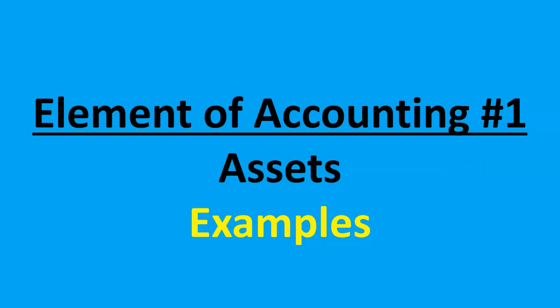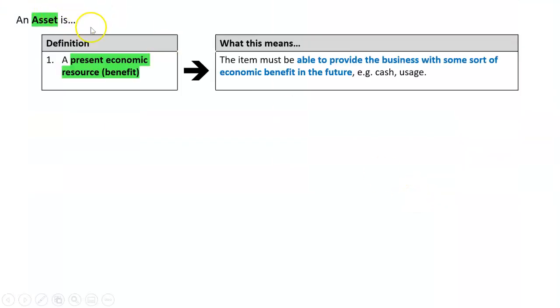Examples of assets. What you need to be able to do is not just tell us something is an asset. I mean, you're going to have to do that, but you're going to have to tell us why. So when we get asked that question, we say, let's look at this definition and apply it to whatever it is we're talking about. An asset is a present economic resource or benefit, something we're going to get a benefit from in the future by using this asset, or it could just be cash, being able to spend it.